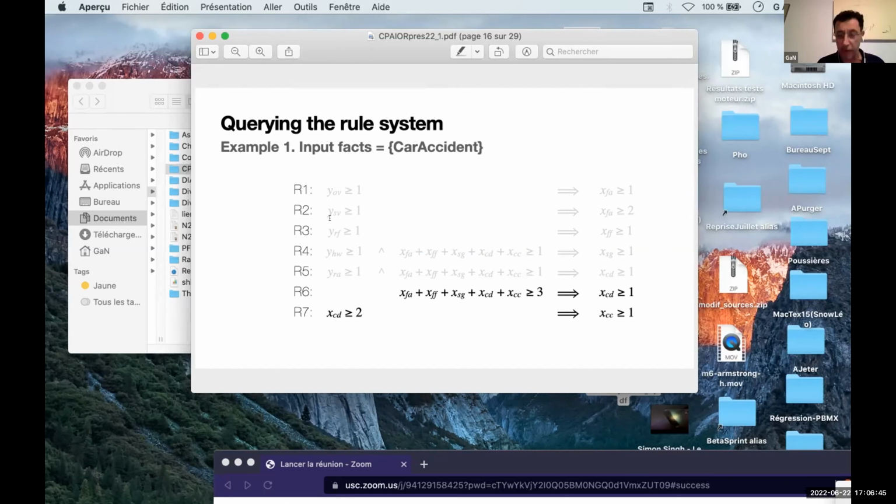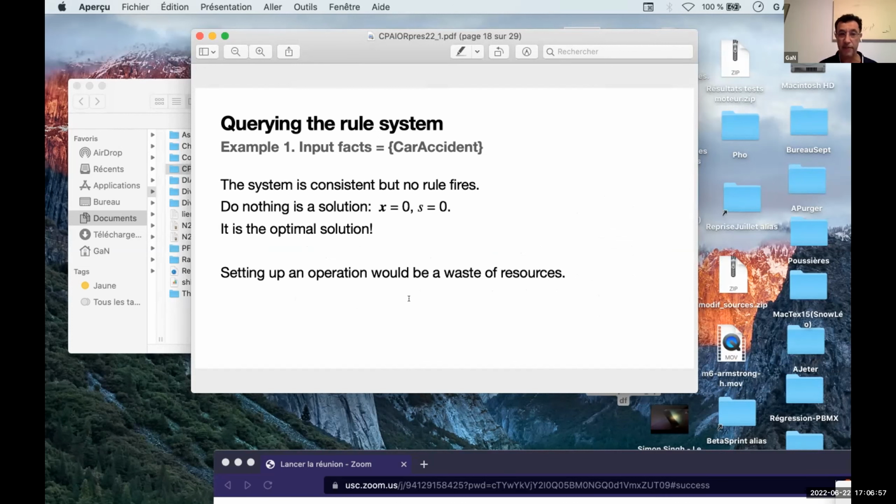Because there are no other Booleans, we assume they are false, so rules 1 to 5 don't apply. There are only rules 6 and 7, but there's no reason why they should apply. In that case, the system is consistent, but no rule applies. So doing nothing is a solution. So we have no mission planned, and this is the optimal solution. Setting off operations in that case would be a waste of resources. So we see we're moving towards an optimization problem in order to solve this decision problem.